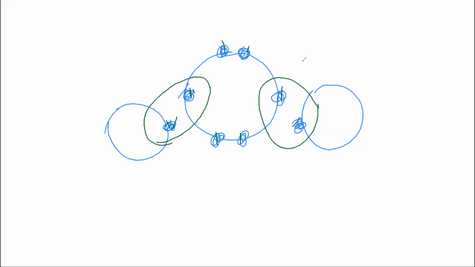Okay. So that's kind of the premise behind our covalent bond, specific to our H2O.